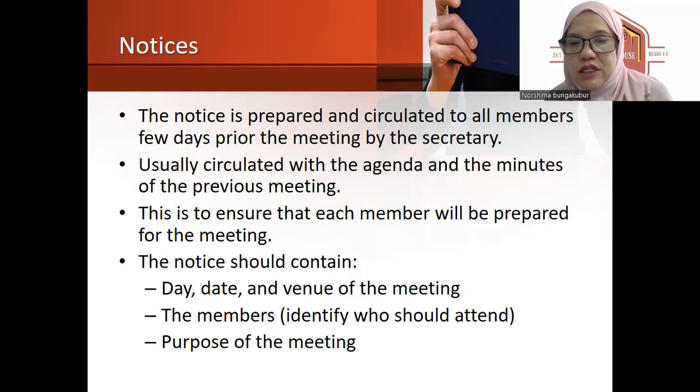This is to ensure that each member will be prepared for the meeting. So members attending this meeting will know what happened last meeting, maybe because they attended the last meeting, or they can read from the previous minutes of meeting. The notice should contain the day, date, and venue of the meeting; the members, to identify who should attend, whether all committee members, or maybe only the senior members, or only those involved with certain programs; and the purpose of the meeting.